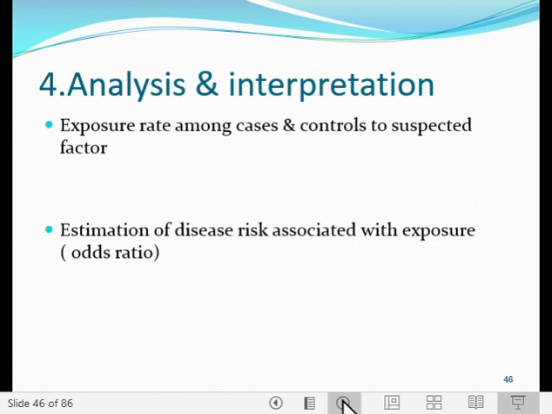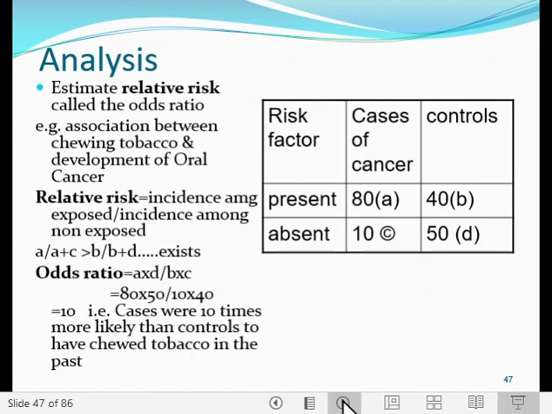Now, the main important part is analysis and interpretation. That is, you have to study the exposure rate among cases and controls to the suspected factor, and the second thing is estimation of disease risk associated with exposure, or the odds ratio. So, you need to remember this formula, that is relative risk, which is also called the odds ratio, that is incidence amongst exposed divided by incidence amongst non-exposed.